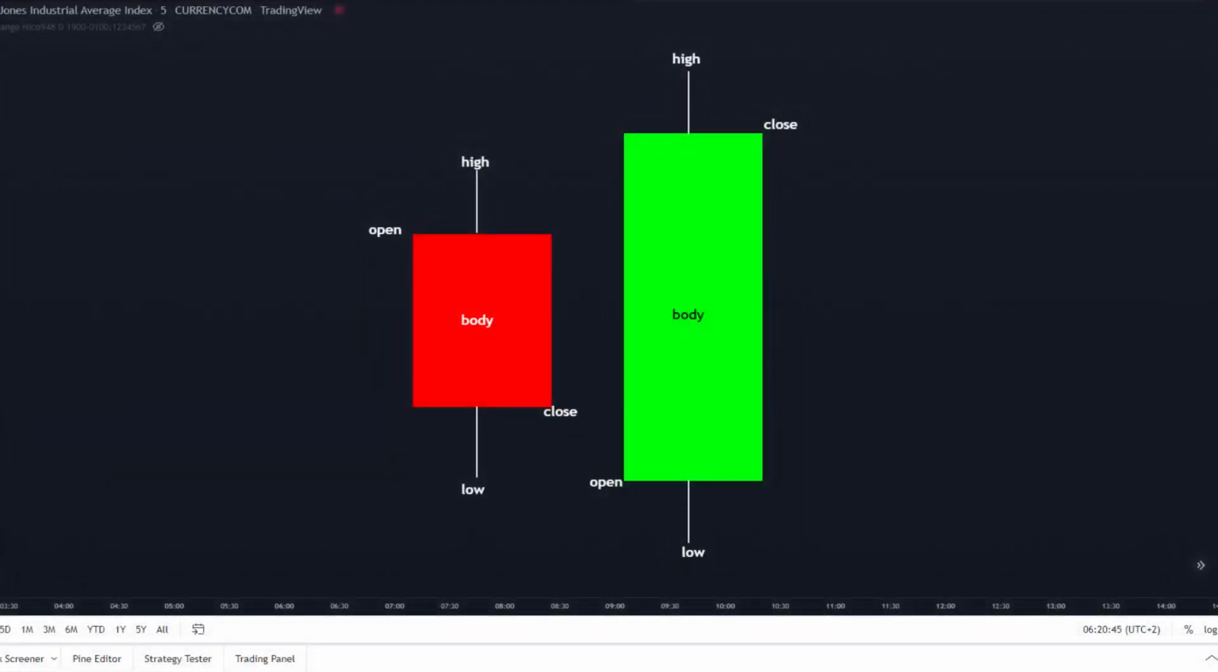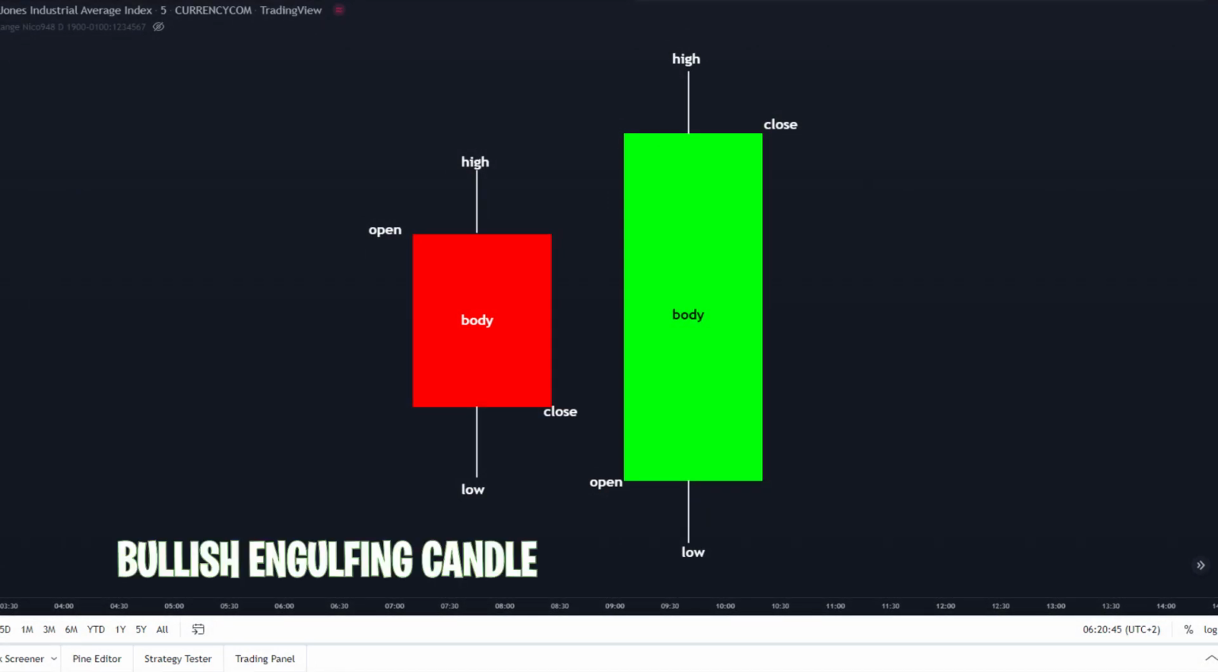First of all you need to understand what a bullish or a bearish engulfing pattern is. From this example, we can see that the body of the first candlestick is smaller than the body of the second candle. So this is what we call a bullish engulfing candlestick pattern. For beginners to understand this easily, two candles with a different color and different body size will make what we call an engulfing candle.